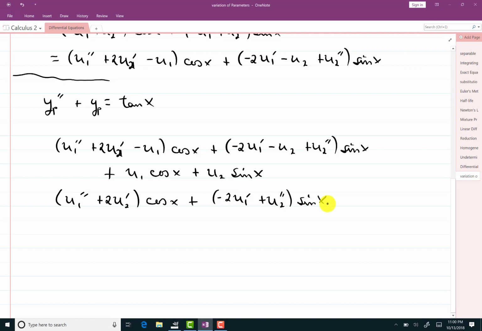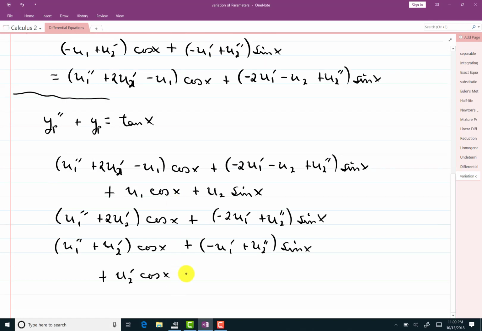There's a little bit more that I'm going to do here. I'm going to release some stuff and multiply this out. What I'm going to do is rewrite this as u1 double prime plus u2 prime times cosine of x, plus negative u1 prime plus u2 double prime times sine of x. But then I released one u2 prime here, so I have plus u2 prime cosine of x minus u1 prime sine of x.